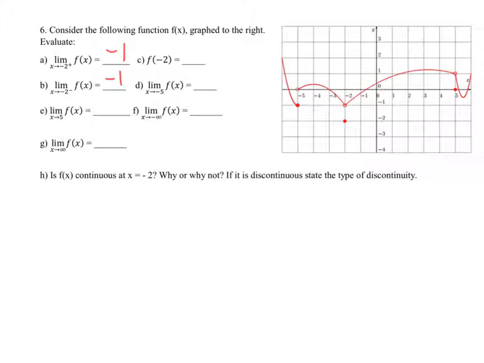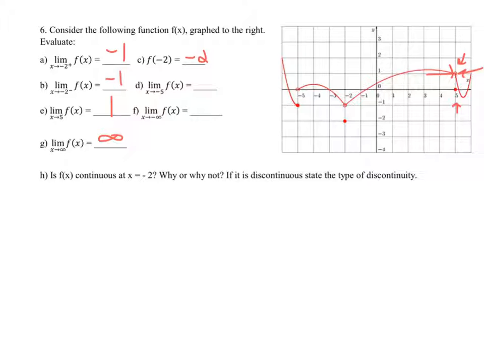The next question says, find the limit as x approaches 5. Well, 5 is here. The limit is when you approach from the left and right, so the limit is 1 in this case. Not the point, not the value here; we're looking at this guy. Now the other one says find the limit as x approaches infinity. As x goes positive, the graph is going up towards infinity, so it's really just infinity. The next one says f of negative 2. Well, that's an actual value. It's asking what y value I get when I plug in x of negative 2. That's down here at negative 2.